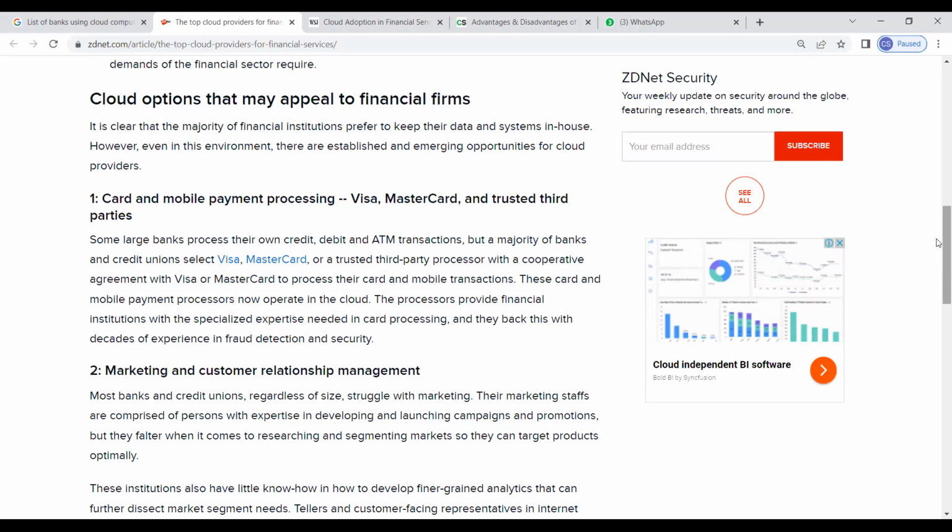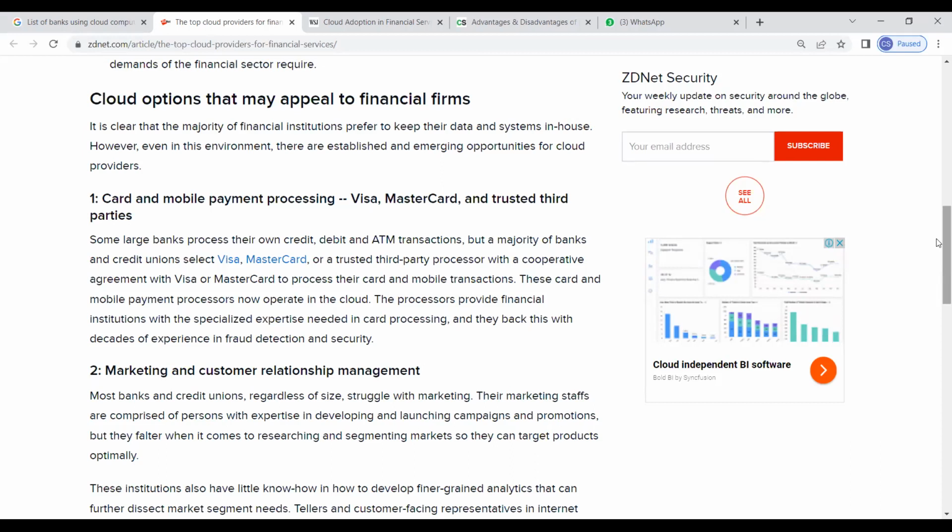As we know, nowadays the e-banking process is in boom. So that type of security should be there from your banks. So these card and mobile payment processors now operate in the cloud only. The processors provide financial institutions with the specialized expertise needed in the card processing, and they back this with decades of experience in fraud detection and the security as well.